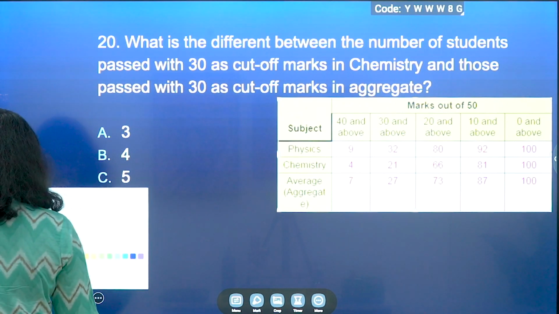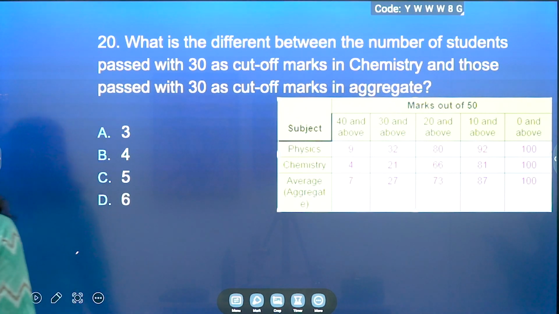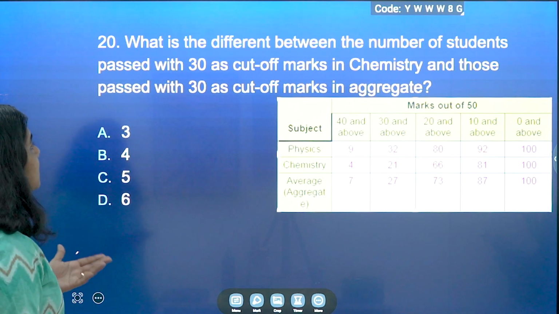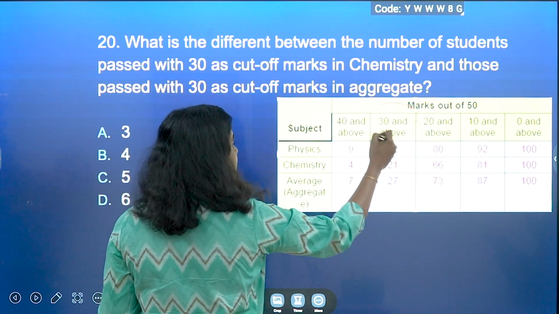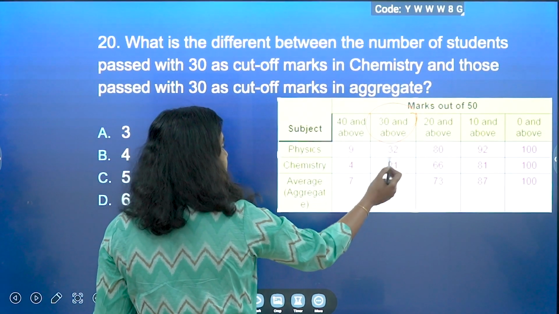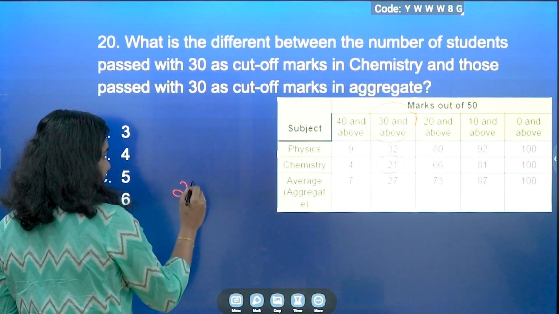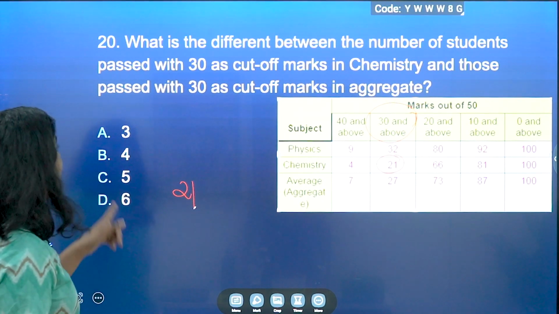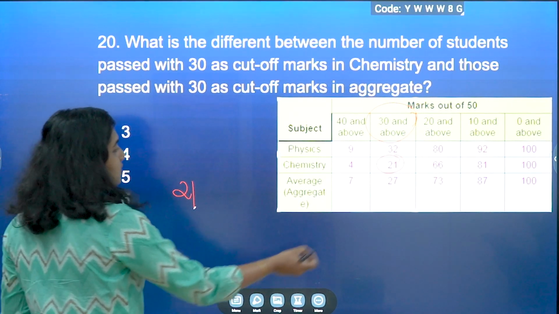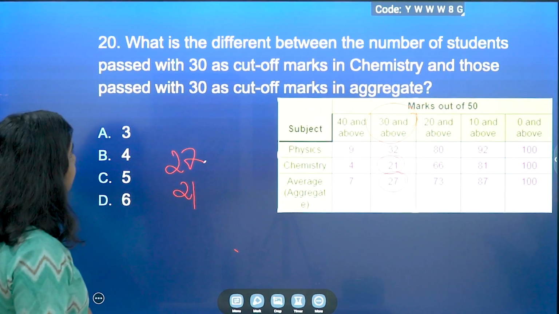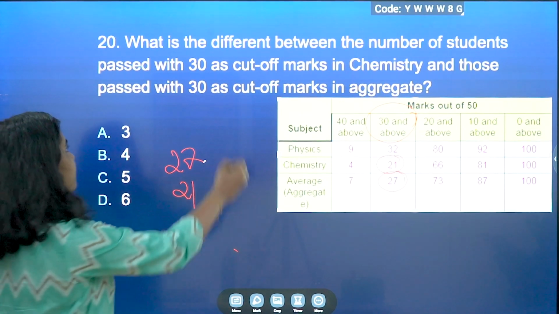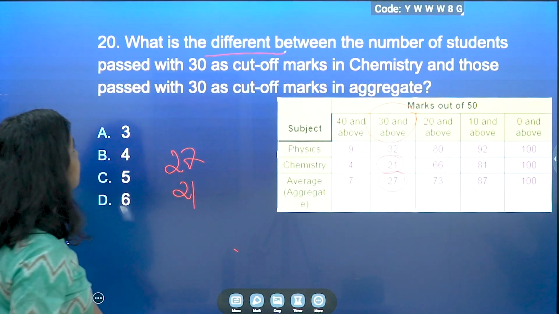Passed with 30 as cutoff marks in chemistry, right? So chemistry 30 and above is here. In chemistry you have 21 students. Now, 30 in aggregate is 27. So now you have to find out the difference, right?